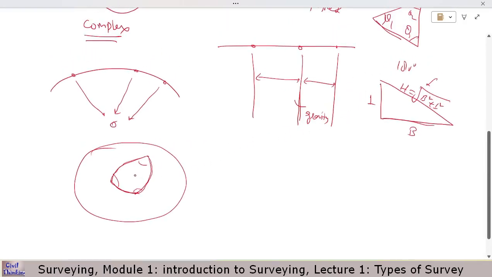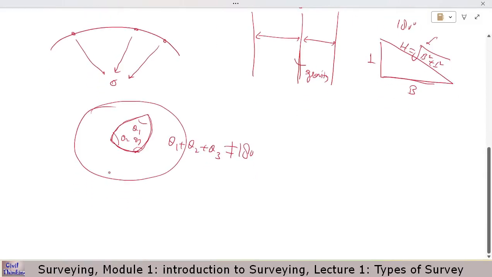Here, the sum of the angles, theta 1, theta 2 and theta 3, if you sum them up, they are not equal to 180 degrees, okay. Now similarly, for a right angle triangle on this, the hypotenuse square is not equal to base square plus perpendicular square, okay.